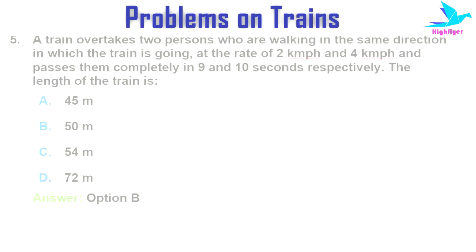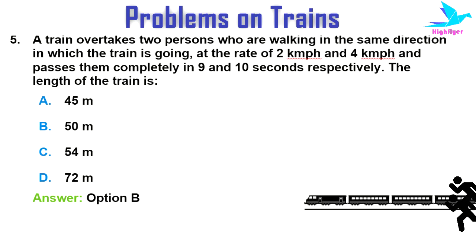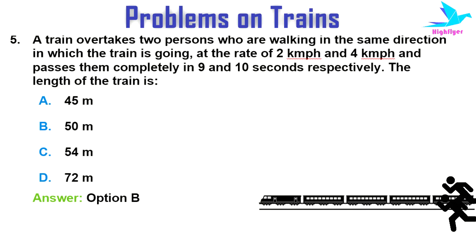Next question. A train overtakes two persons who are walking in the same direction in which the train is going, at the rate of 2 km per hour and 4 km per hour, and passes them completely in 9 and 10 seconds respectively. The length of the train is, the options are 45 meters, 50 meters, 54 meters or 72 meters. The right option is option B, 50 meters.